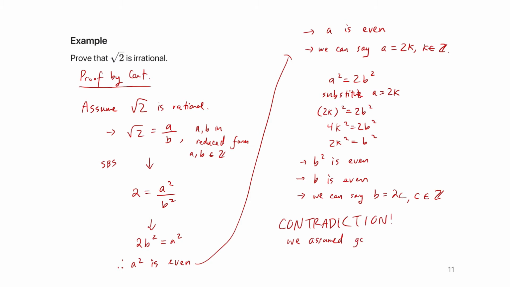We assumed the greatest common divisor of A and B to be 1. But now we showed that both A is even and B is even, which means their greatest common divisor is at least 2. Right? We showed they share a factor of 2.